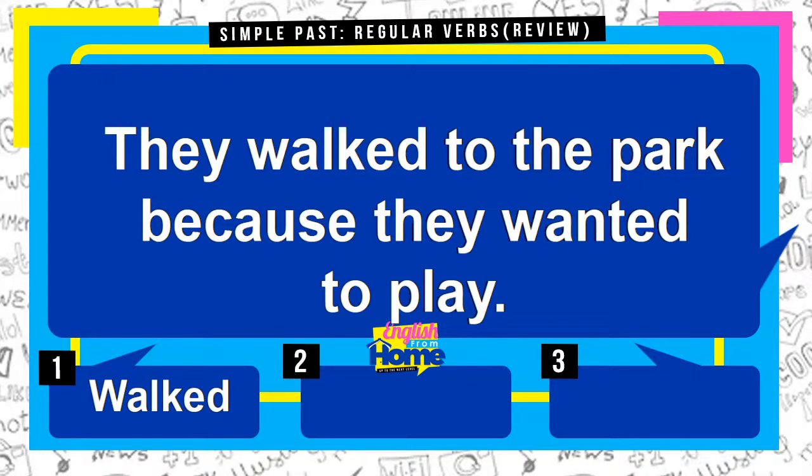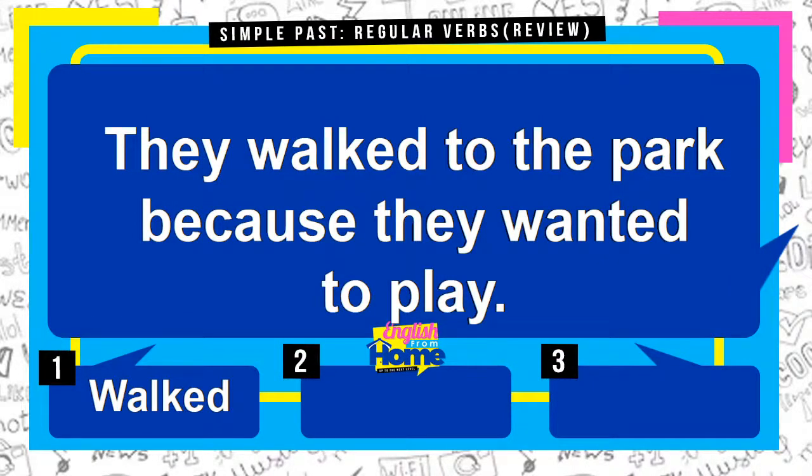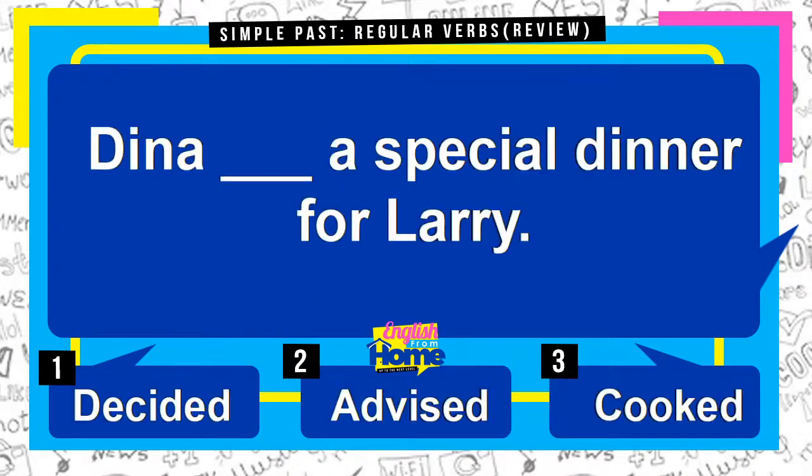Okay, good job, Davis. Yes, number 1 is the correct answer. So the sentence goes like this. They walked to the park because they wanted to play. Good job. All right. Next sentence. This one says, Dina, blank space, a special dinner for Larry. Maybe it was their anniversary or a birthday. We don't know. But she, a special dinner for Larry. So what is the answer? Number 1 says decided. Number 2, advised.